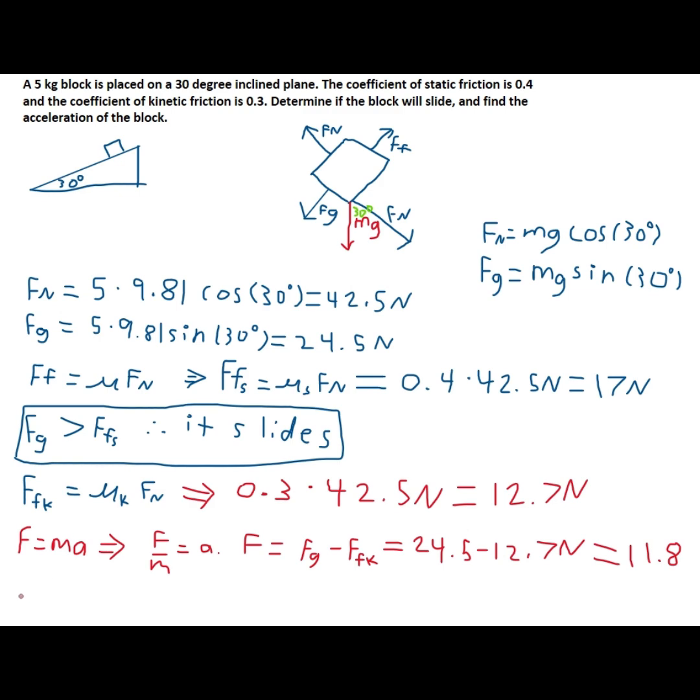Now finally, let's calculate the acceleration. We just need to plug in our values to the F equals ma equation. So we have acceleration is equal to 11.8 newtons divided by 5 kilograms. Since these are in SI units, our acceleration will be in SI units, which will be meters per second squared. So our final answer, the acceleration is about 2.4 meters per second squared.